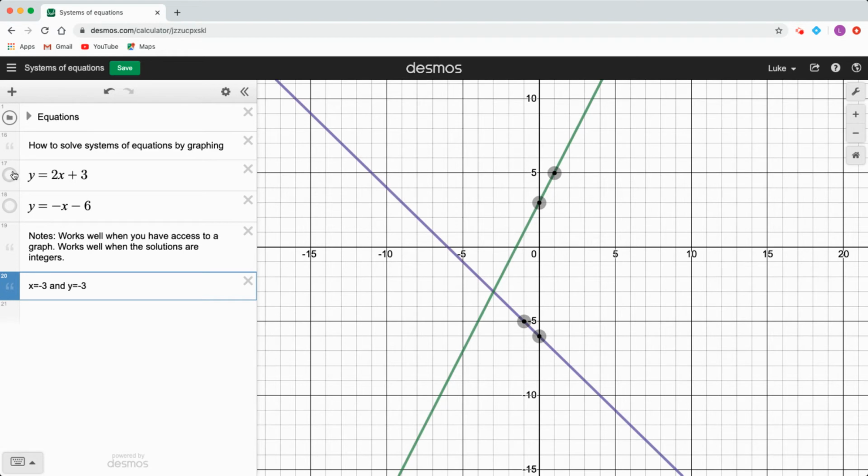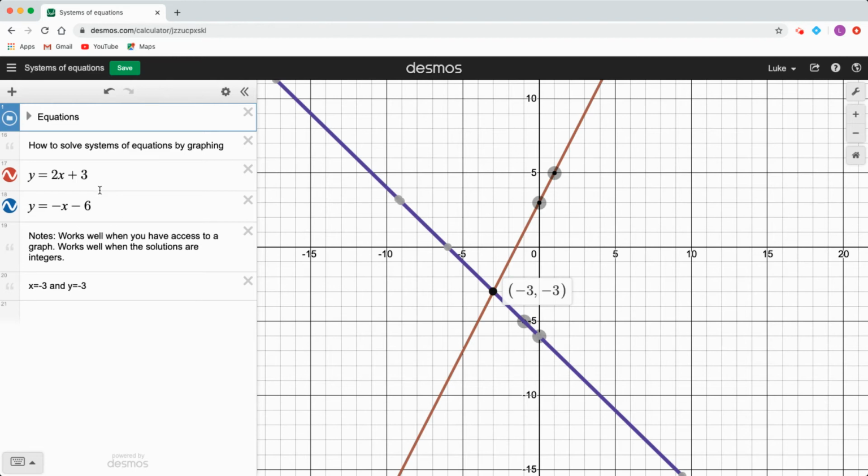And just to double check, let's actually now highlight these and see how the green line became red, because that's now actually being graphed, and the blue line is also being graphed there. And again, if we click, 3 or negative 3, negative 3. And so we have our solution.